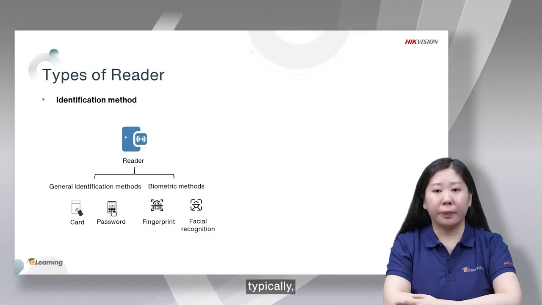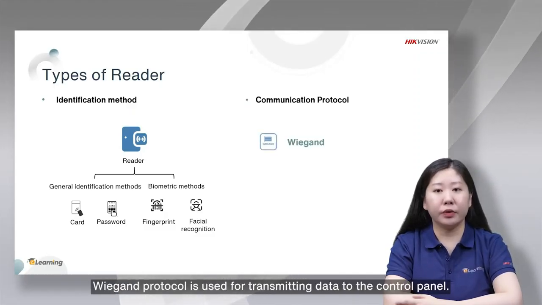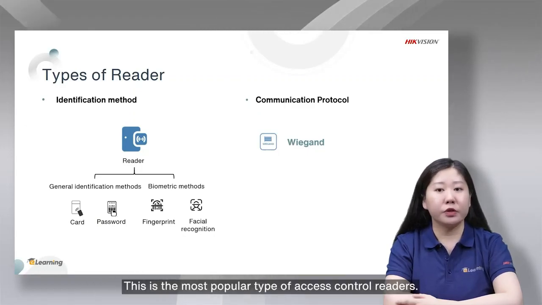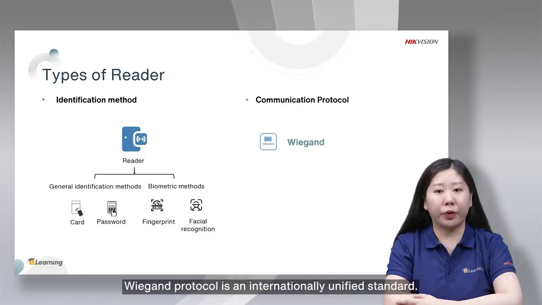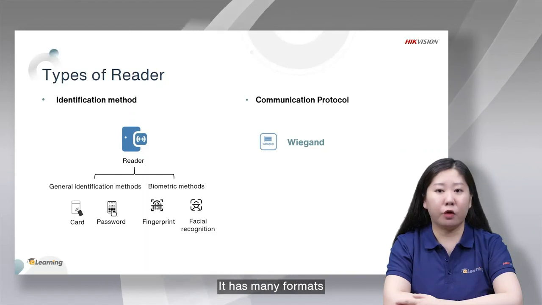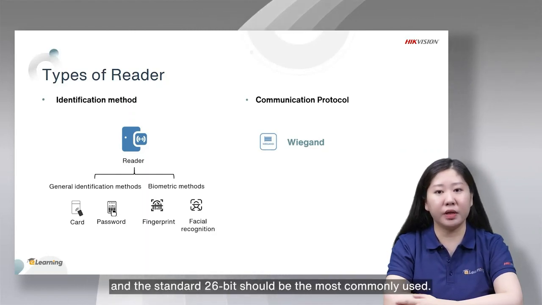Communication protocol. Typically, Wiegand protocol is used for transmitting data to the control panel. This is the most popular type of access control readers. Wiegand protocol is an internationally unified standard. It has many formats, and the standard 26-bit should be the most commonly used.